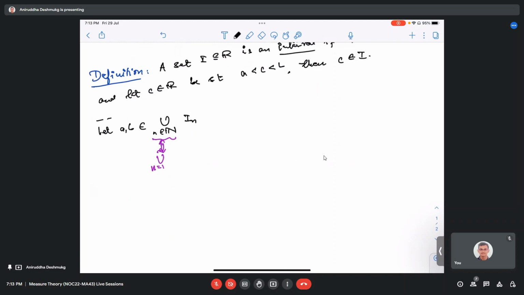Okay. Then what does it mean? Then A belongs to I_{m0} and B belongs to I_{n0} for some n0 and m0 in N. Now what? Can we say that A and B are contained in the same interval, in some same interval?